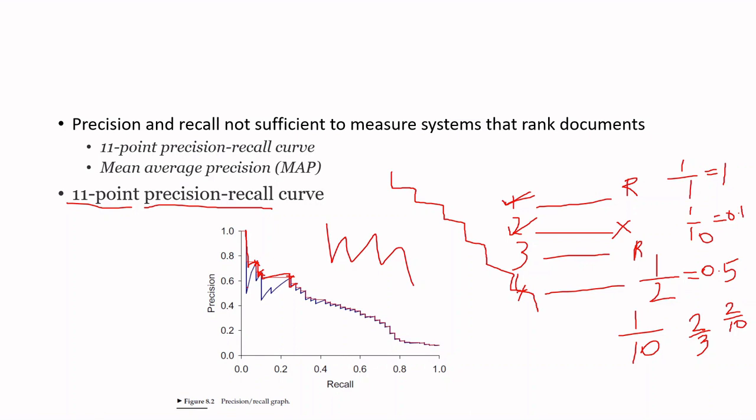So here we are taking the ranks into consideration also. But again, this only compares two different curves. If we have a single number which can be used for comparison, that will be even better. So that is what the mean average precision value is, MAP.